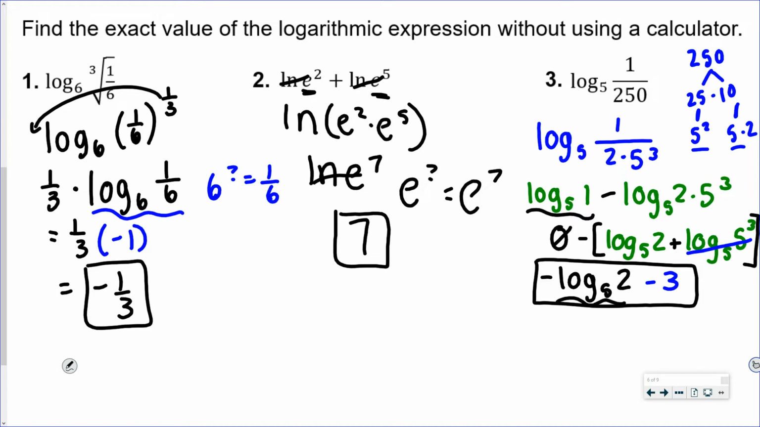That was kind of fun. I like that problem. It uses a lot of different properties: quotient property, product property, inverse property, or matching bases, and a couple that you can evaluate in your head, like 5 to what power is 1.